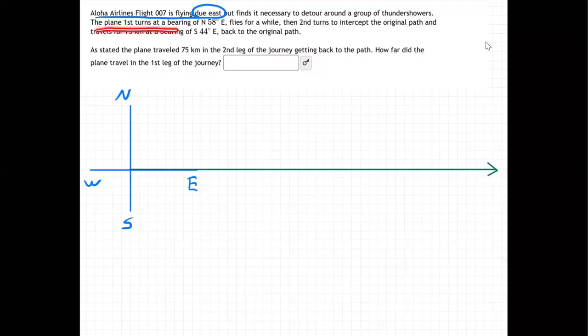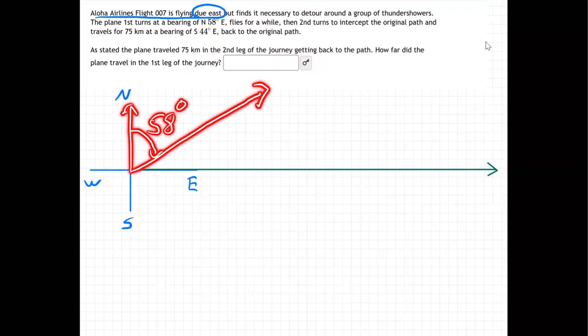The plane first turns at a bearing of north 58 east. So whenever they give us one of these bearing things, we draw our axis system and we do what it says. What is it saying? Start with north, but then go 58 degrees towards the east. This is 58, right? That's what they're saying. North, but 58 to the east. So this direction. So let's draw that. So the plane turns right here.